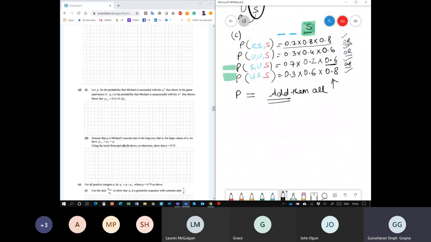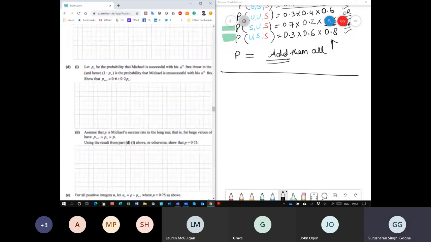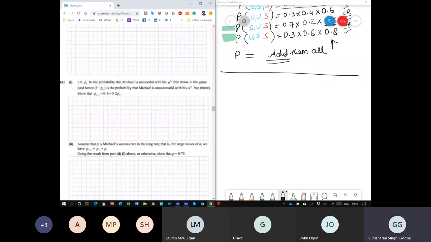Okay, so there are more questions here. Part D. Let Pn be the probability that Michael is successful with his nth free throw in the game.